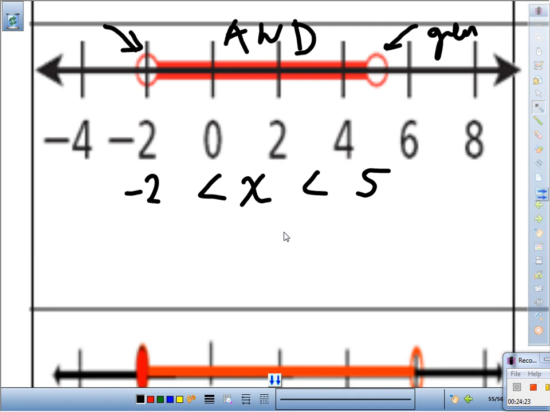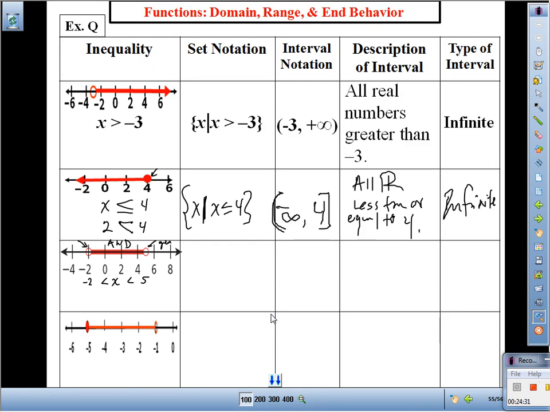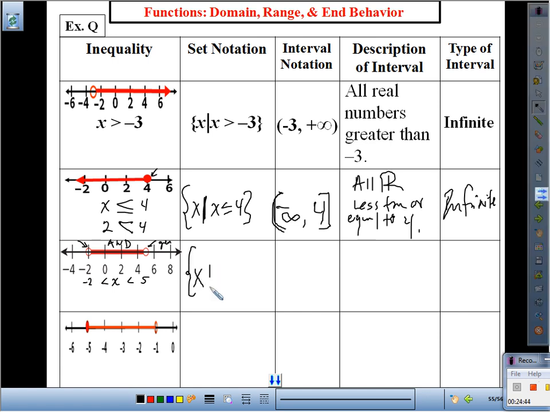Write me the solution set on the next column. Solution set. All right. Solution set of x such that -2 less than x less than 5. Are we there? All right.